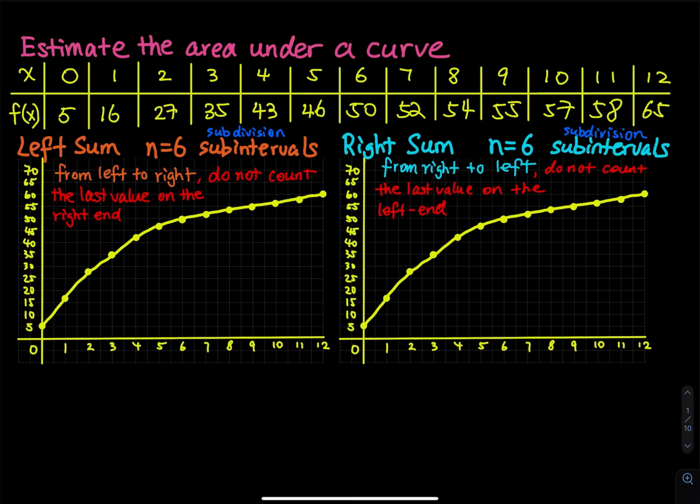Estimate the area under a curve. We have a bunch of table values. Each pair represents a point. So the first pair is when x is 0, y is equal to 5, and then the next point is when x is equal to 1, y is equal to 16.